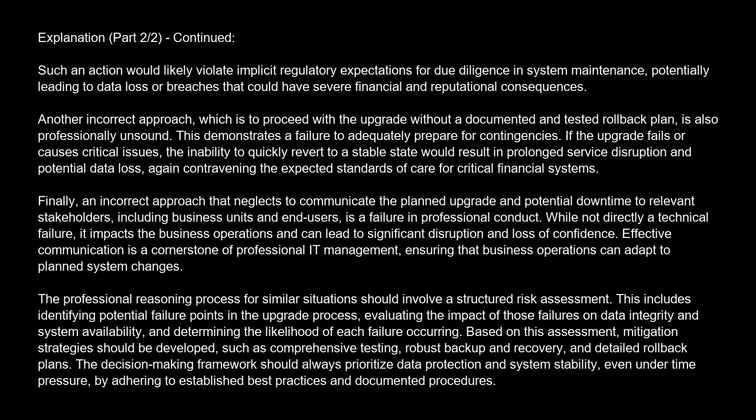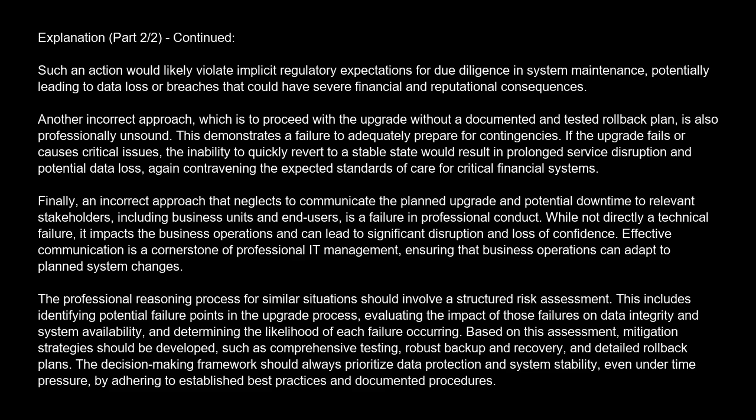Finally, an incorrect approach that neglects to communicate the planned upgrade and potential downtime to relevant stakeholders, including business units and end users, is a failure in professional conduct. While not directly a technical failure, it impacts the business operations and can lead to significant disruption and loss of confidence. Effective communication is a cornerstone of professional IT management, ensuring that business operations can adapt to planned system changes.